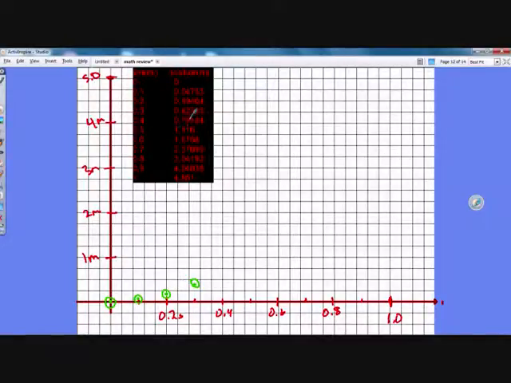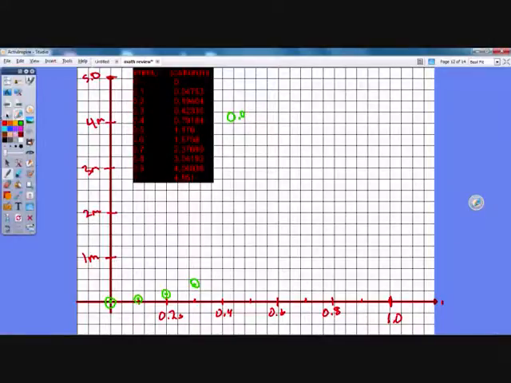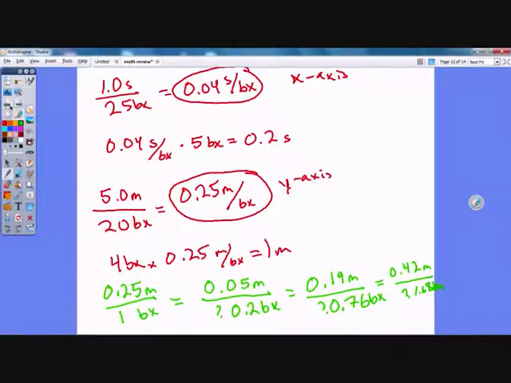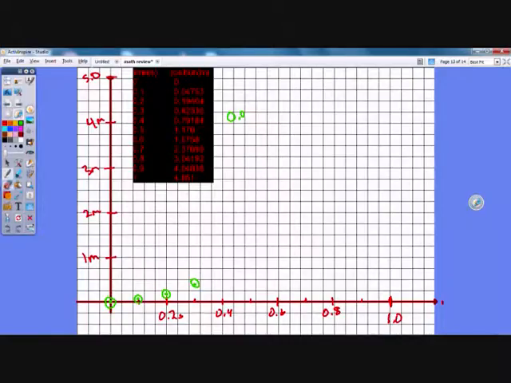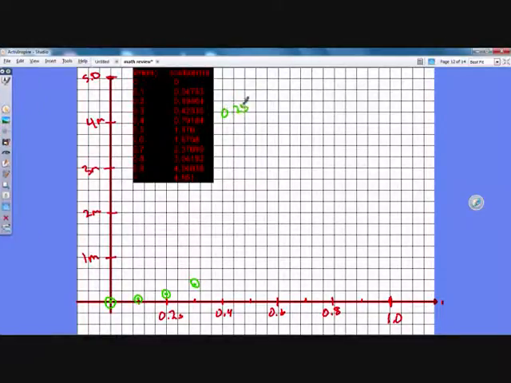0.4. So I'm going to do my work here and then erase it. This is why we work in pencil. We know that on our y-axis, 0.25 meters is 1 box. So for 0.4, where is 0.79 meters? Solving by cross multiplication, 0.79 divided by 0.25.